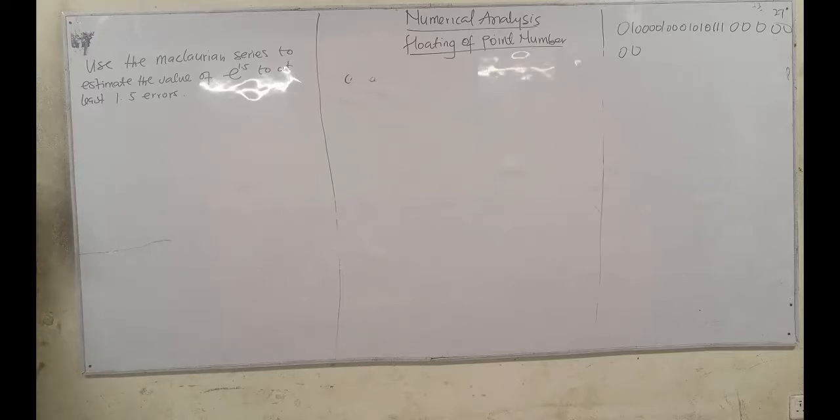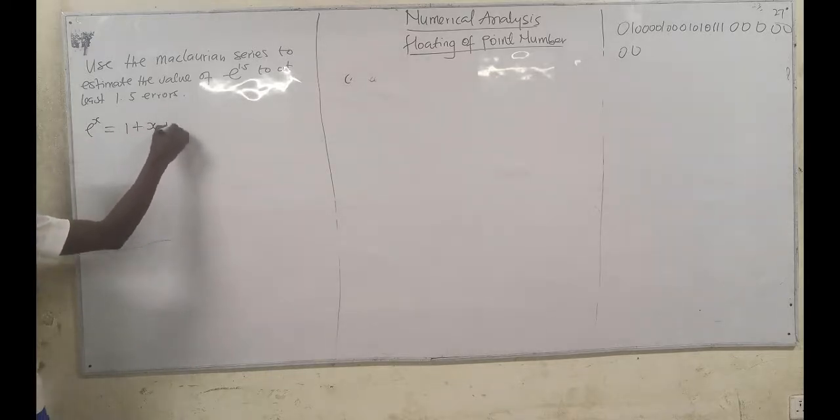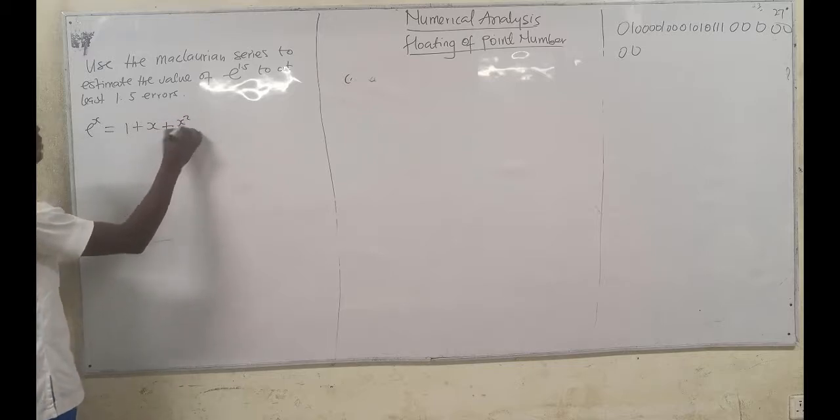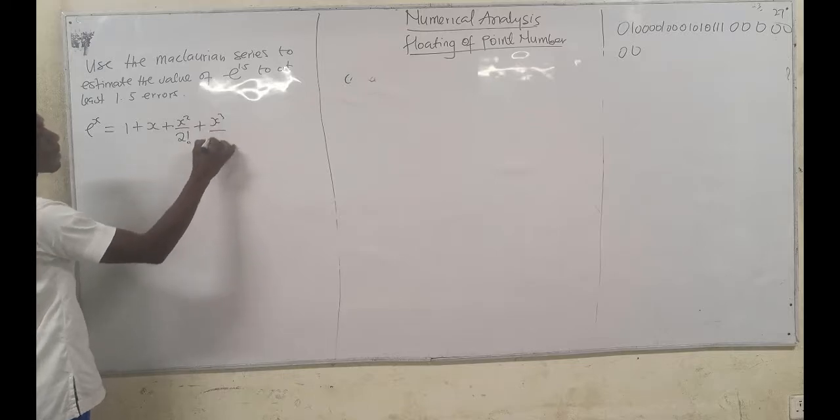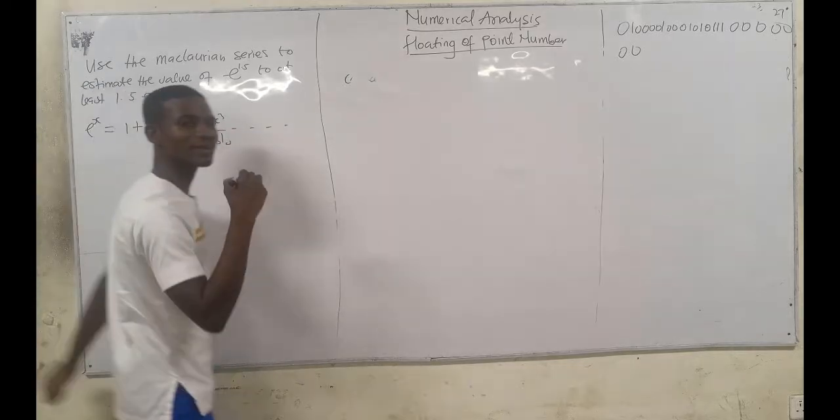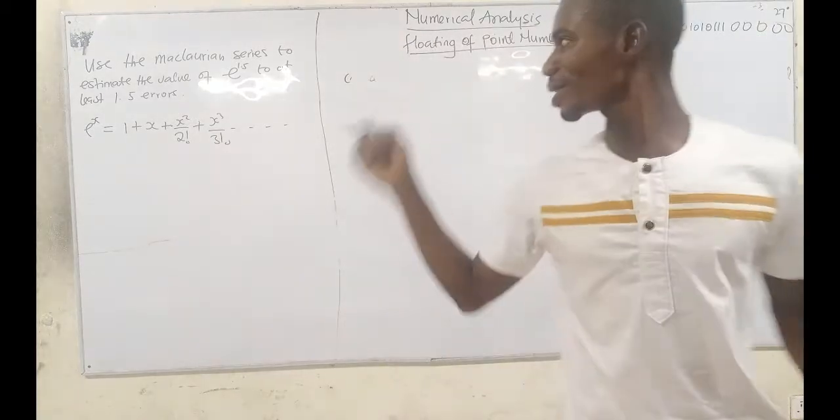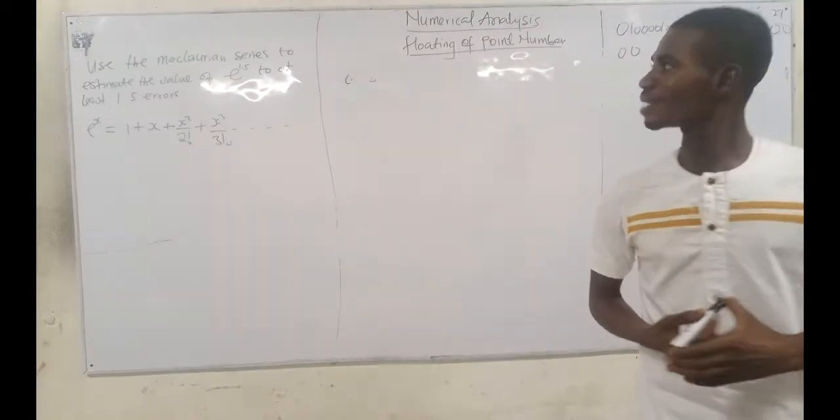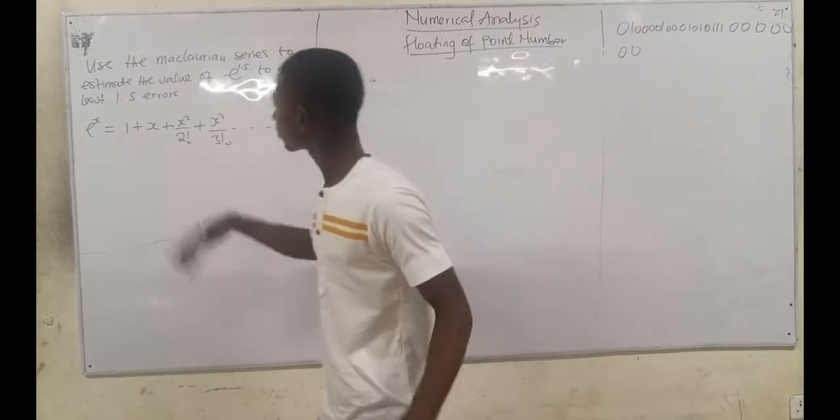The Convergence series is very simple. It's given by e to the power x is equal to 1 plus x plus x squared over 2 factorial plus x cubed over 3 factorial, and so on. It's called the Convergence series, also. These are the names.